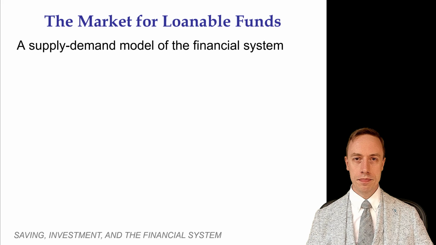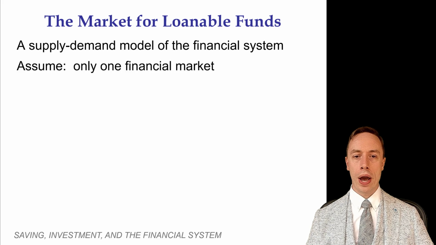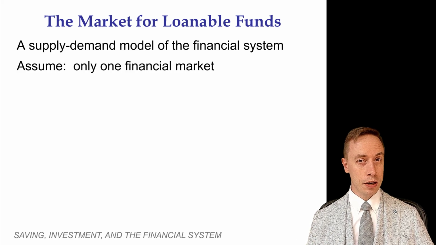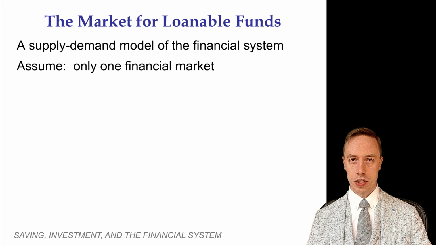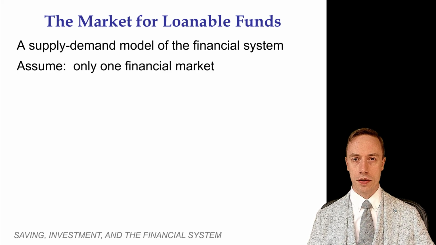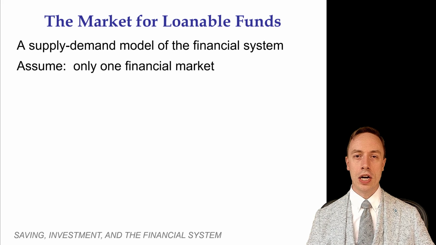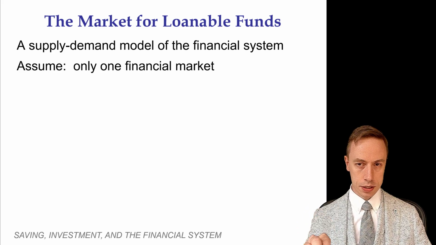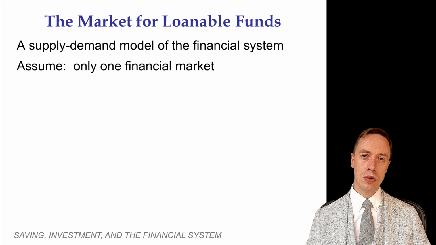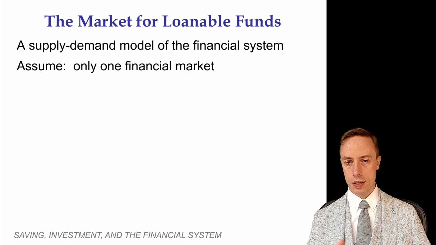So in this model, we're going to do away with all the financial intermediaries and most of the financial markets. Let's pretend our entire financial system just consists of one financial market where savers and borrowers interact with each other directly. Imagine, for example, a website. And everybody who wants to save money, they go to that website and deposit the money. And everybody who borrows money, they go to that website and borrow it out.